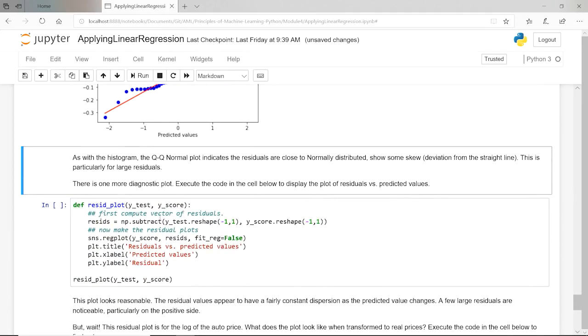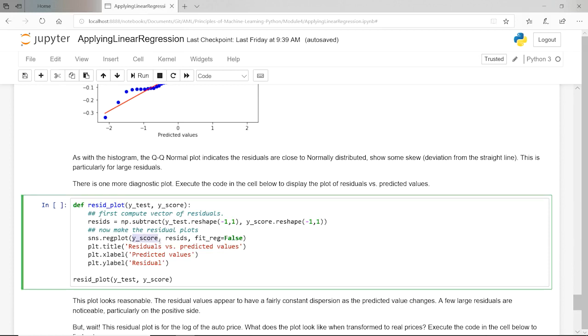And then there's another plot. This is a really important plot. It's called a residual plot. And if you don't do any other plot with your regression model, at least do this one. And so we're plotting the predicted values, the score, versus the residuals. Let me go ahead and do the plot, and I'll explain what's going on.